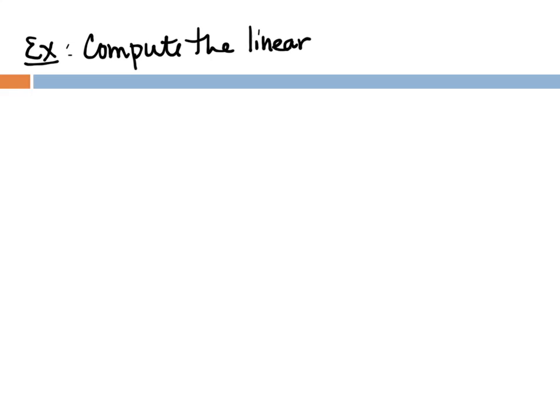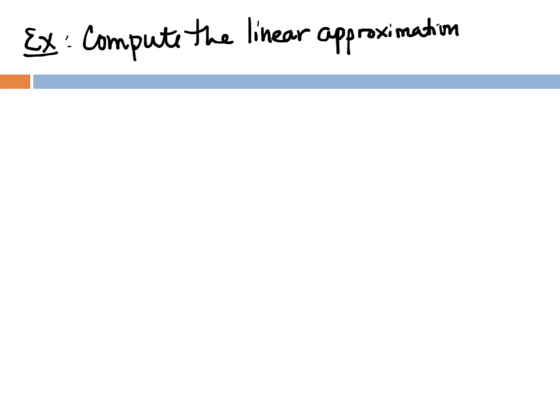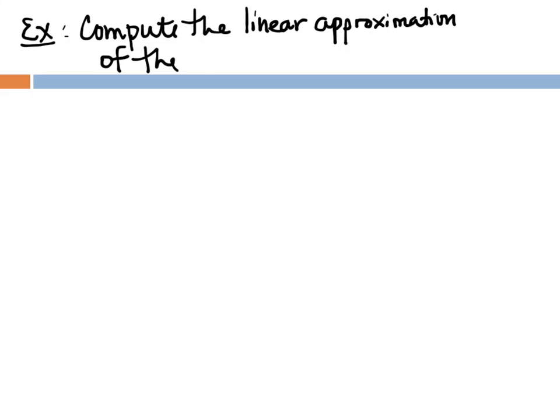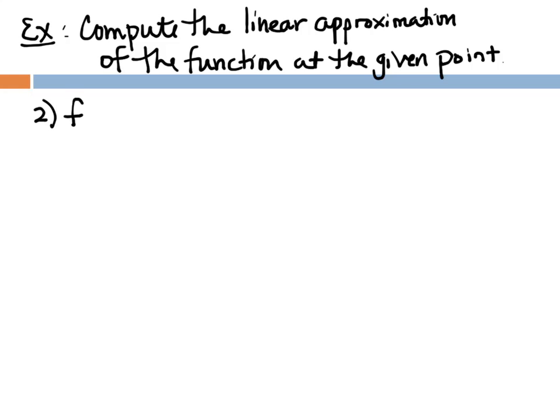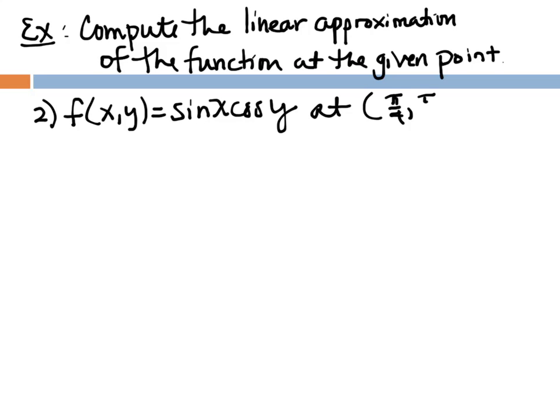All right, I'm going to do another example. It's a little bit different directions. We're going to compute the linear approximation of the function at the given point. And we're going to do the function f of x, y equals sine x cosine y, at the point pi over 4, pi over 4.